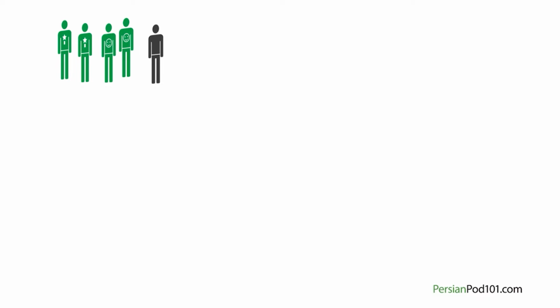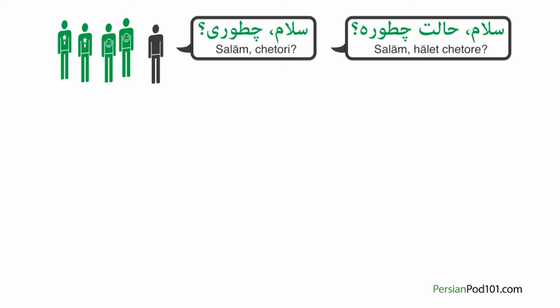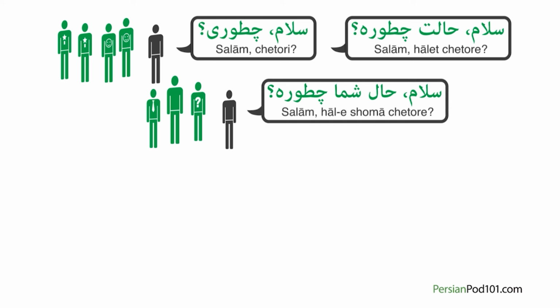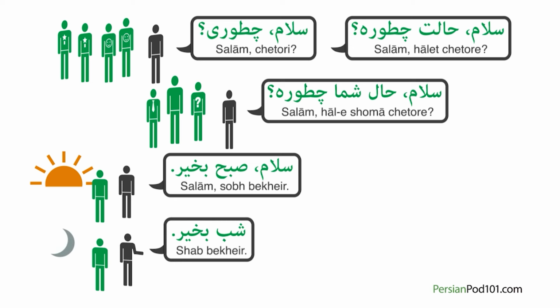Now you have learned many different ways to greet people in Persian. Let's review them all one more time. When meeting friends or relatives, Salam, chetori. Salam, halat chetore. When meeting a stranger, someone older, or someone we don't know well, Salam, hal shoma chetore. To say good morning, Salam, sob bekhair. To say good night, shab bekhair.